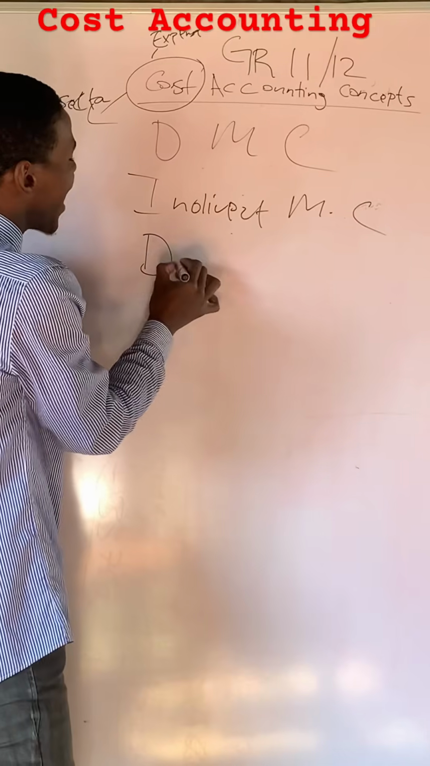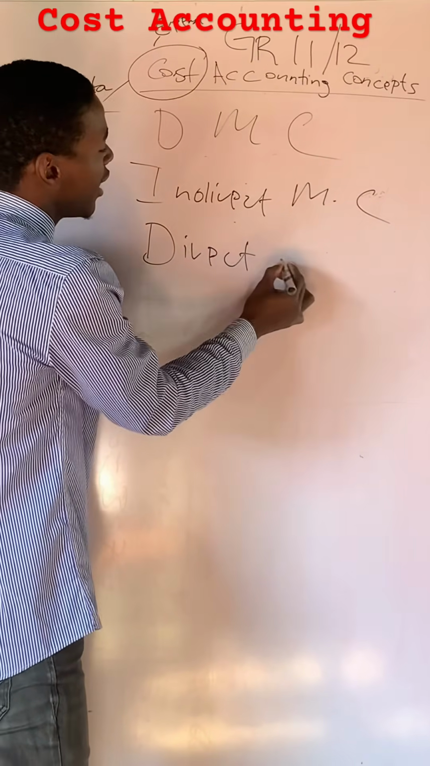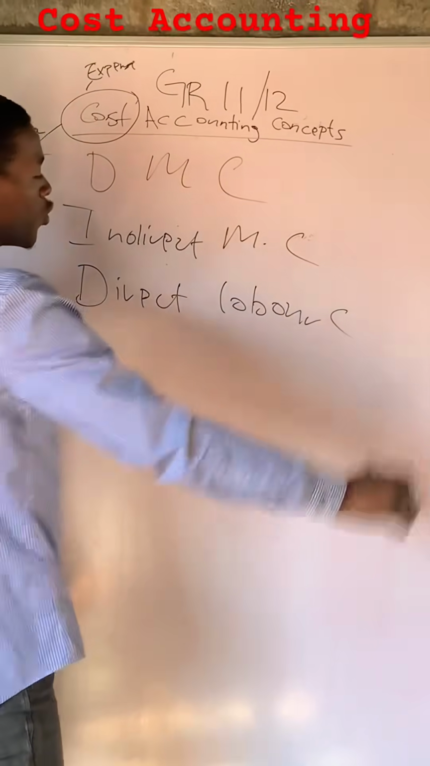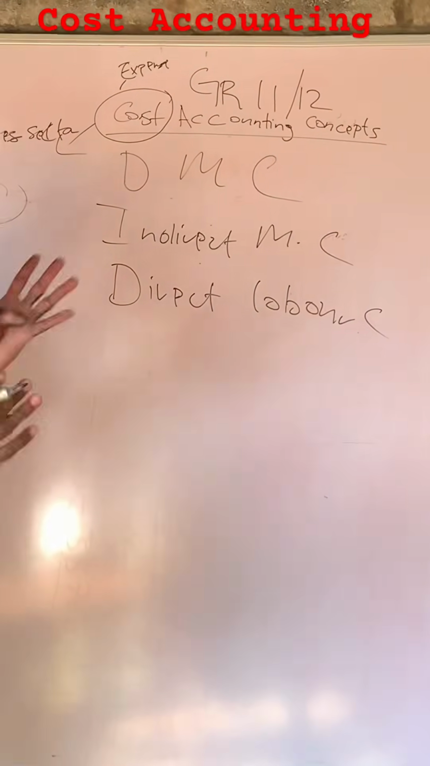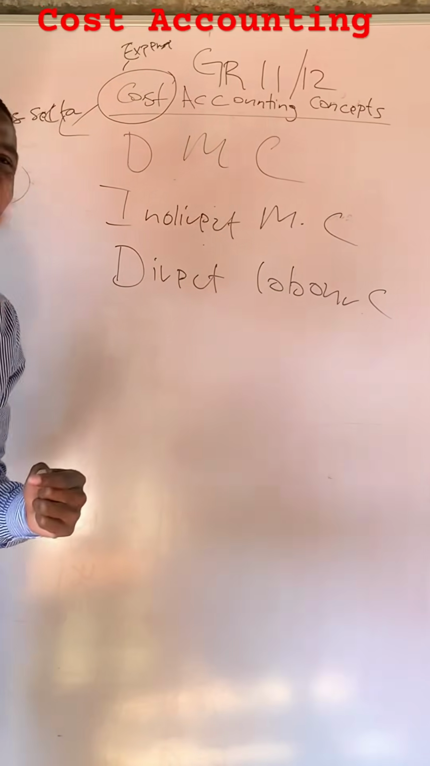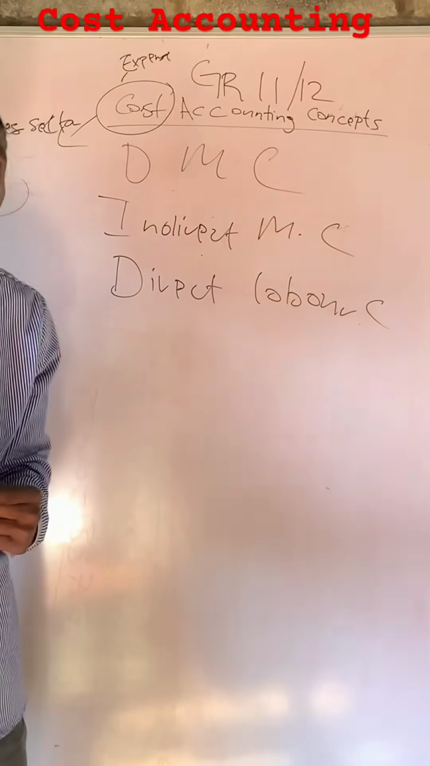Then we have number 2, direct labor cost. Direct labor cost. When we talk about direct labor cost, we are talking about the people who are directly involved in the production process.